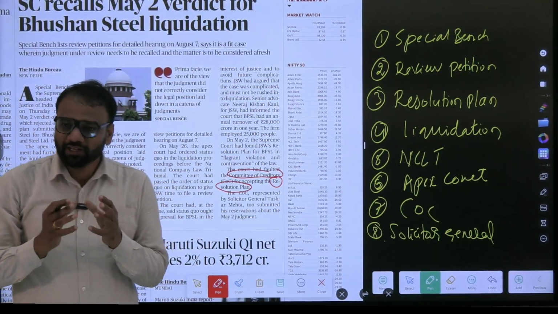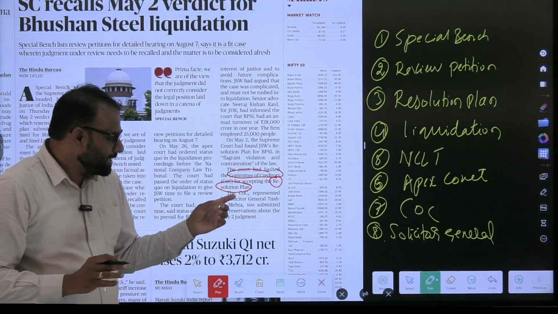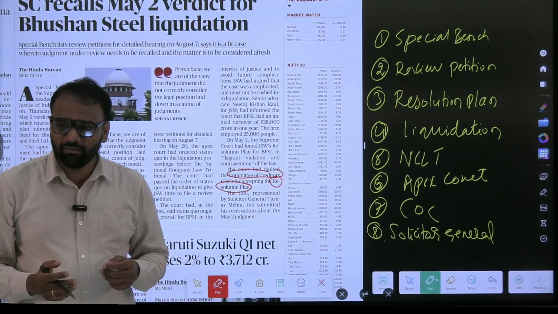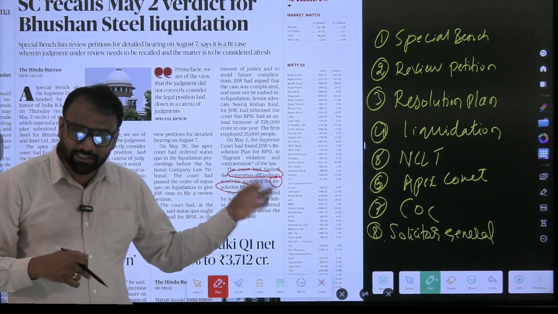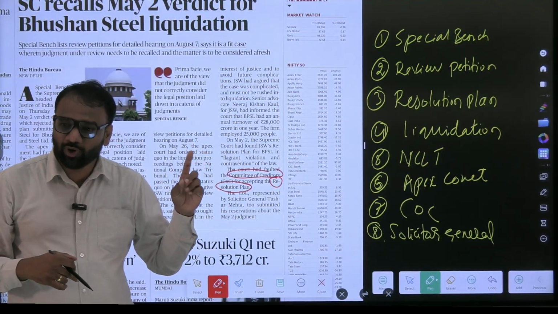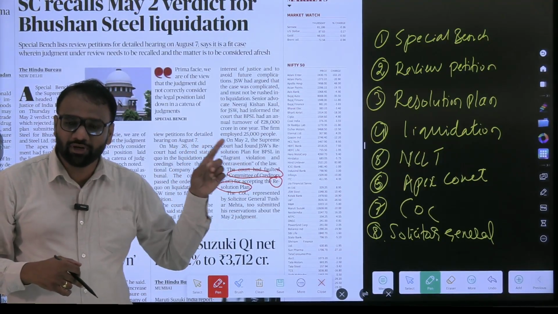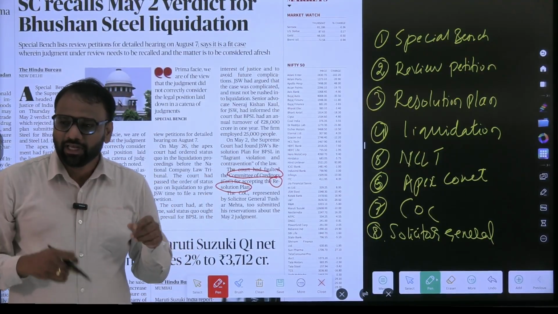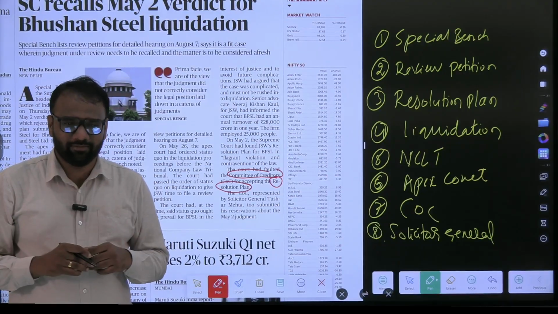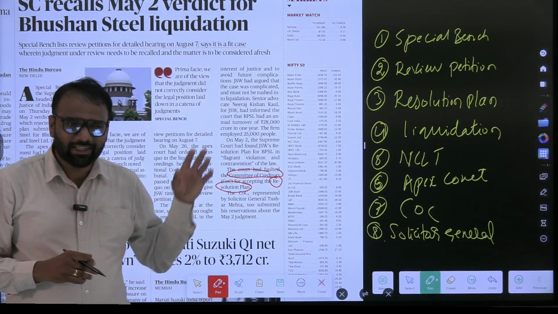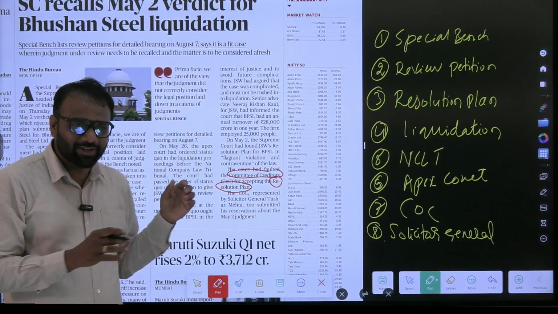So gradually we will start establishing the connection. So it means the resolution plan was submitted. Who accepted it? The committee of creditors accepted it. But now the Supreme Court has blamed the committee of creditors: you have made a mistake by accepting it. Now questions will start arising in our brain. Who submitted it? Now here it is absent. Okay. So gradually we'll start connecting.